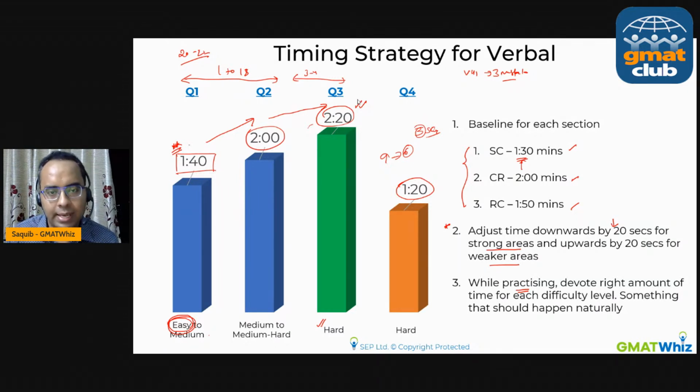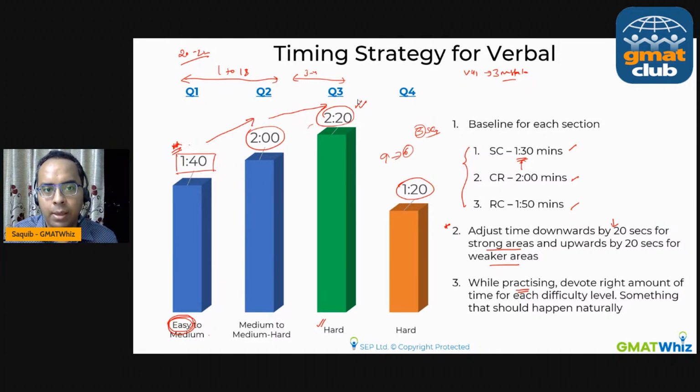If your SC and CR are strong, if you have decided, like Taha said, that SC CR is the strongest, then in the last quarter, if you're getting SC CR, you'll keep on attempting it because that is your strongest. If you get RC at the end, either you guess, or with whatever limited time you have, you skim through an answer.